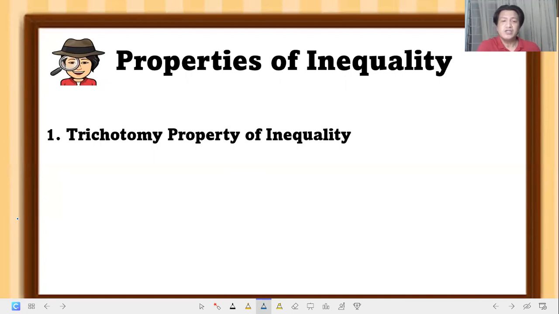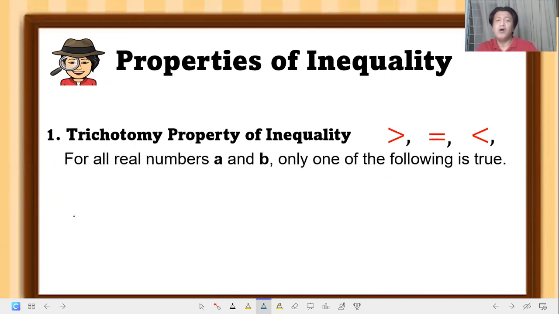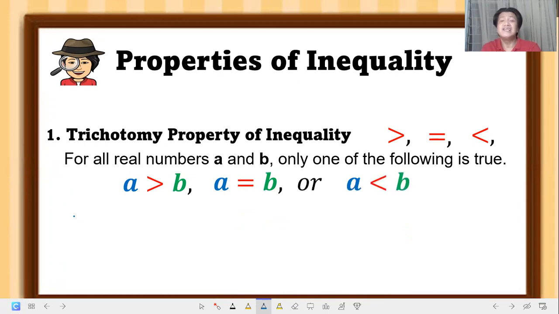Of inequality. So dito gumagamit pa rin tayo ng symbol na greater than, equal, tsaka less than. Okay, so this is simply use the trichotomy property to describe the relationship of the two quantities. It states that for all real numbers A and B, only one of the following is true. Ibig sabihin niya, isa lang yung pwede maging totoo dyan sa statement na yan. Kung hindi siya greater than, yung A is greater than B, kung hindi siya greater, siya ay equal. Kaya nga A is equal B, or pwede siyang A is less than B. Kaya isa lang yung pwede maging true sa statement na yan.